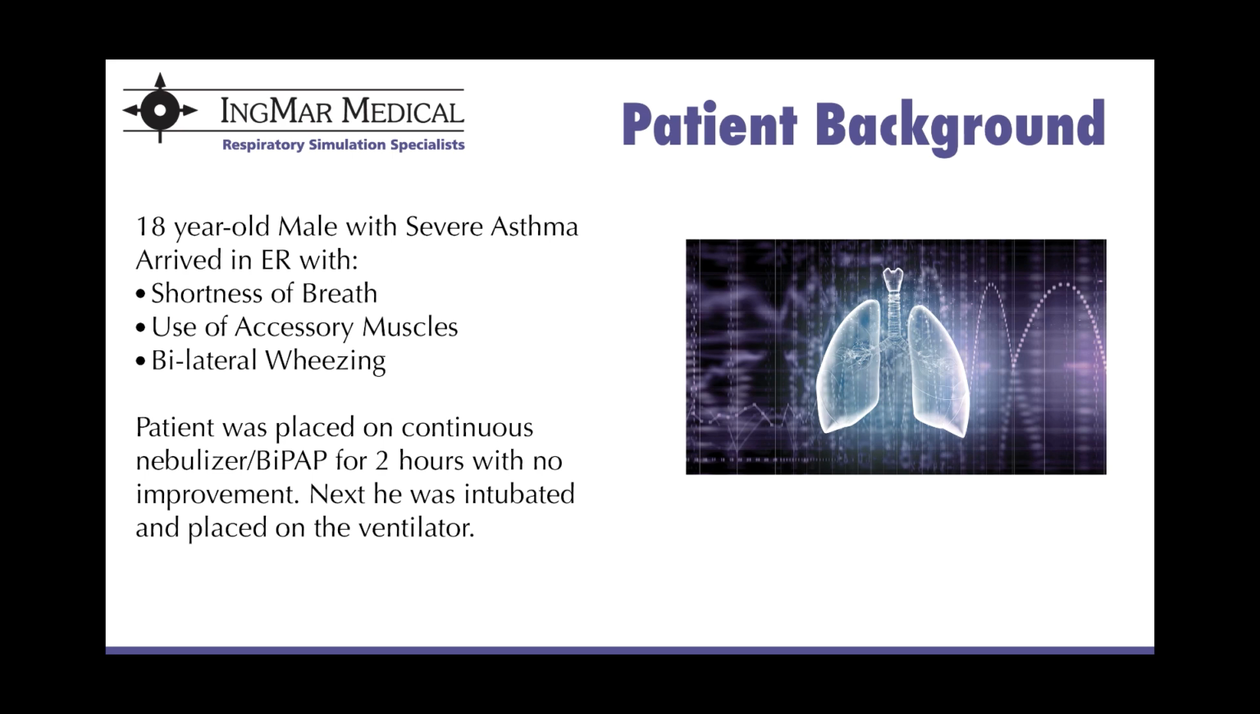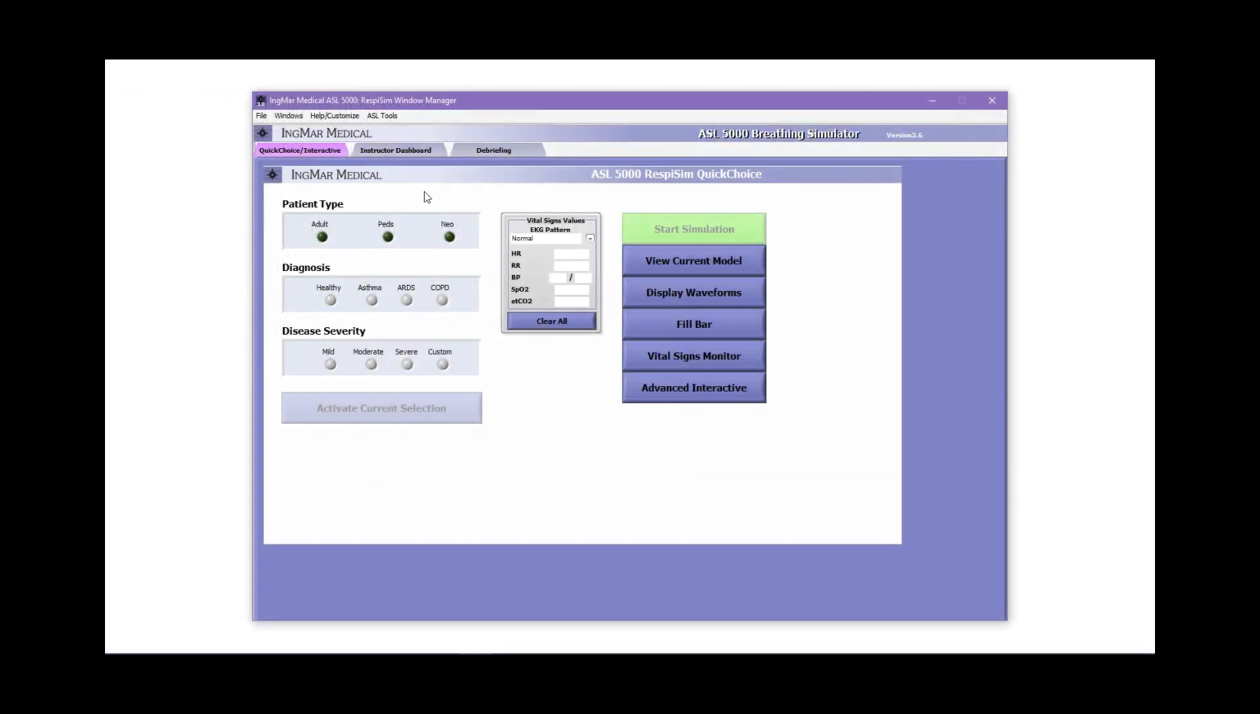Our patient is an 18-year-old male who is 6 foot 5 inches tall. He arrived in the emergency room with shortness of breath, use of accessory muscles, and bilateral wheezing. The patient was placed on a continuous nebulizer and BiPAP for 2 hours with no improvement. Next, he was intubated and placed on the ventilator for an asthma exacerbation. To set the initial conditions for our trainee, we will first need to activate our asthmatic patient.